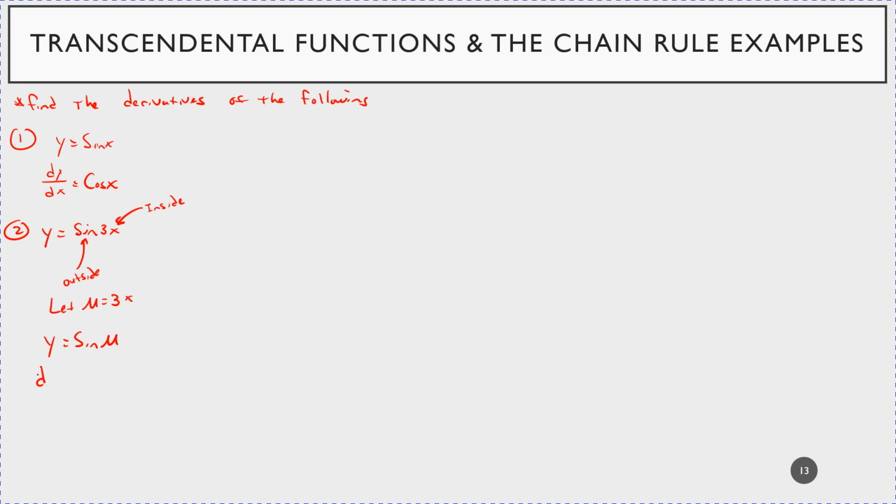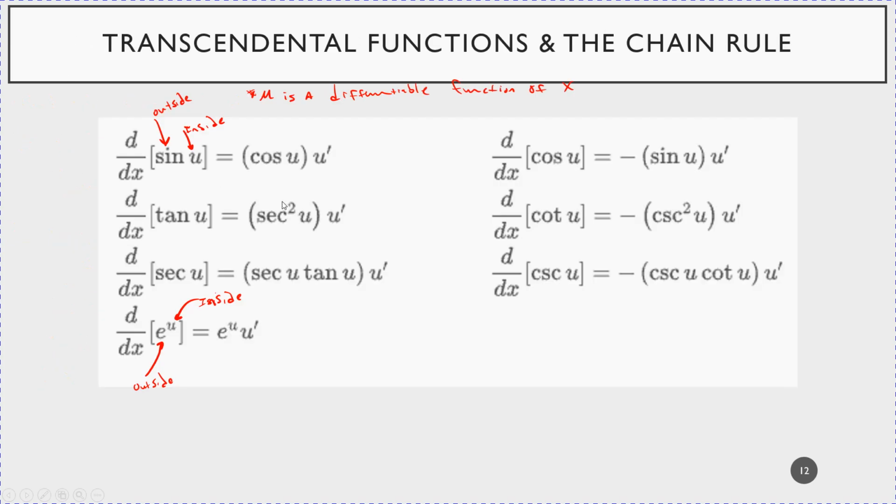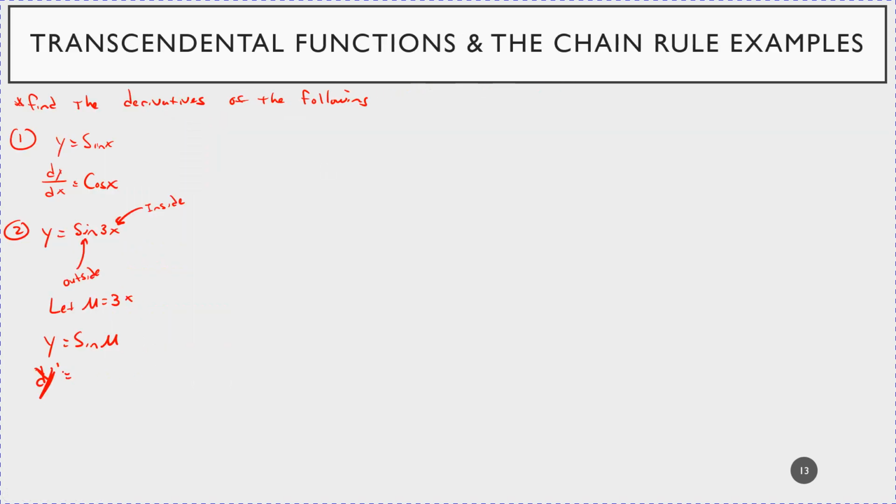So the derivative, y prime, is cosine of u times u prime. Since u is 3x, this is cosine of 3x times the derivative of u, and u prime is just 3. So this is equal to 3 times cosine of 3x.